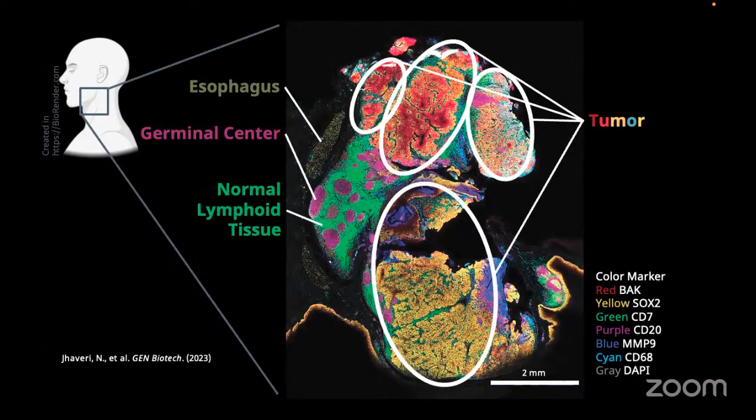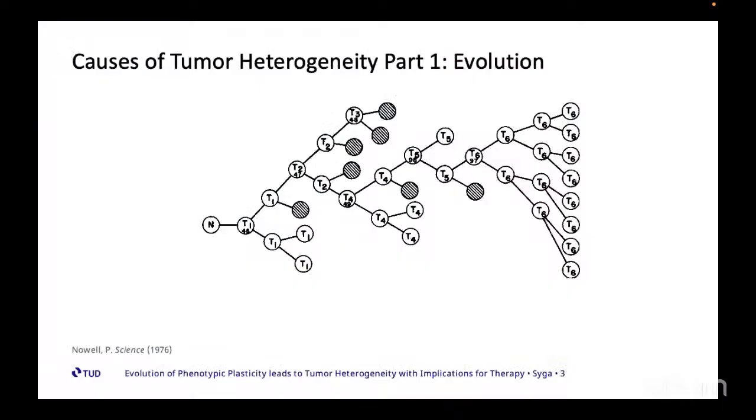That means the cells in these different tumor regions behave differently, have a different phenotype, and they will also react differently to treatment. So the question is, how does this heterogeneity emerge? And you've heard already a lot about this. I'm not going to go into too much detail, but basically there are two main themes that happen. One is the classical tumor evolution.